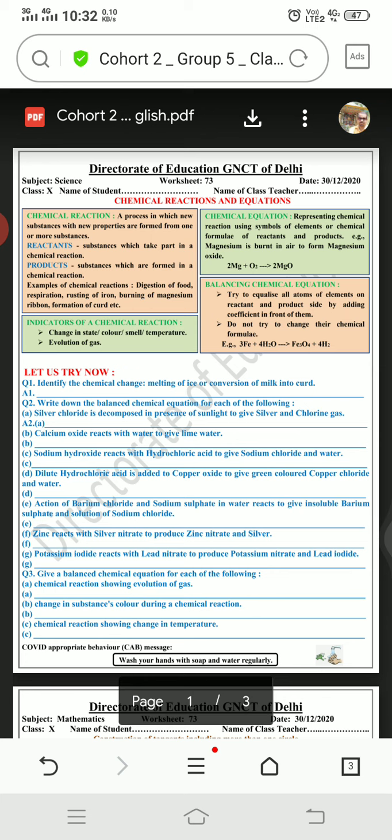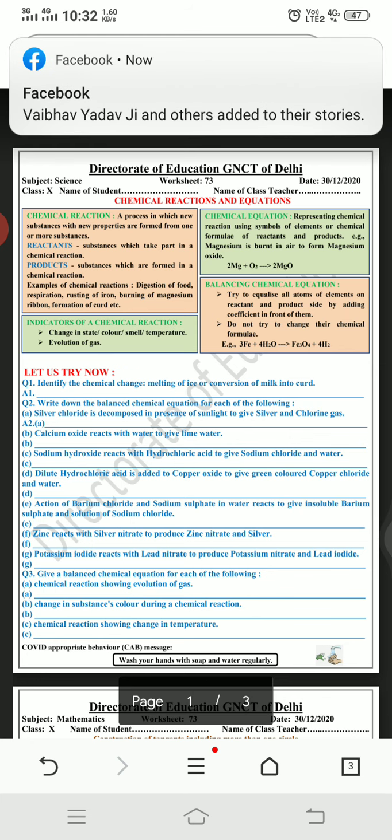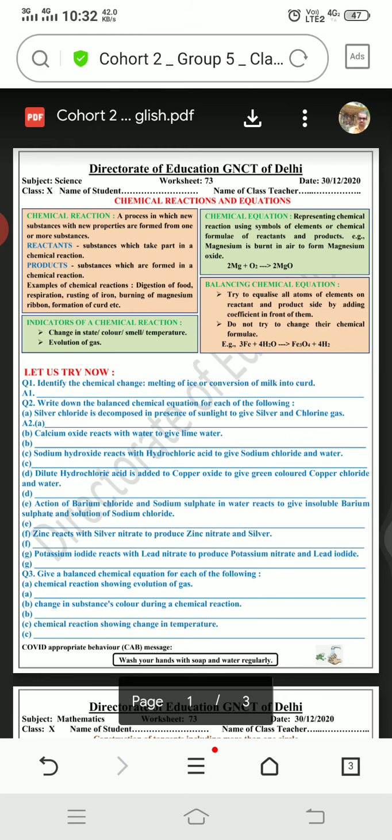So, reactants are the substance which takes part in a chemical reaction, and product are the substance which are formed during a chemical reaction. For example, digestion of food, respiration, rusting of iron, burning of magnesium ribbon, formation of curd. These are example of chemical reactions.